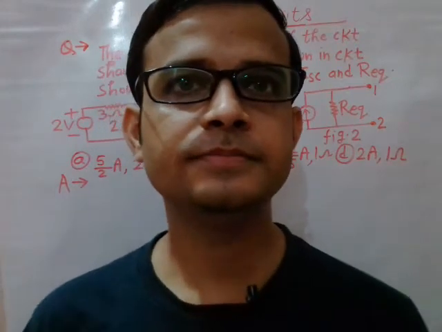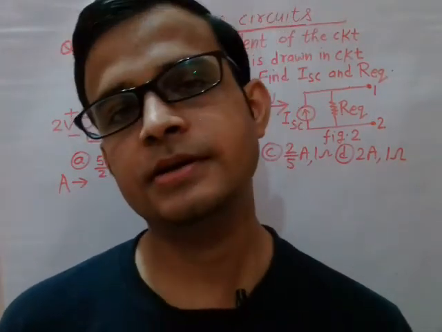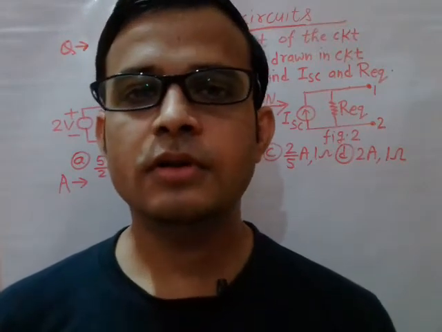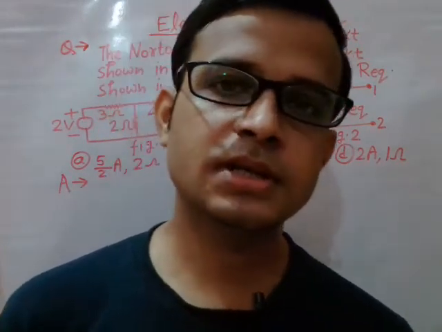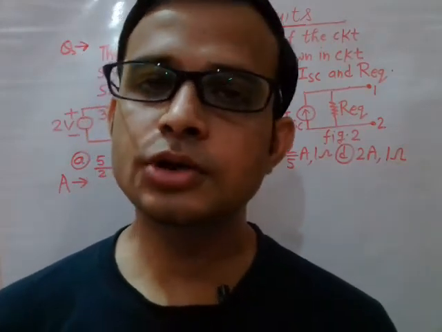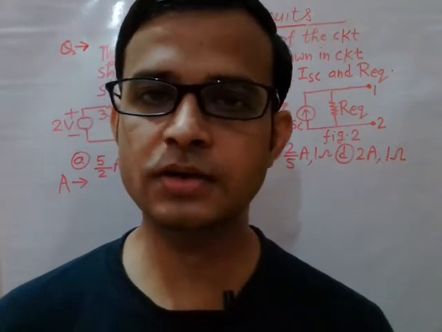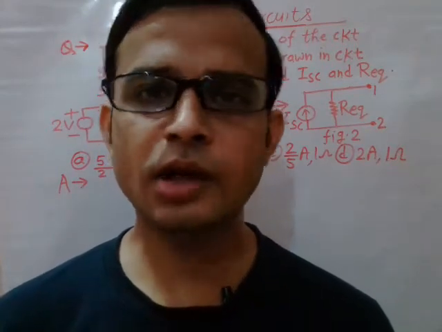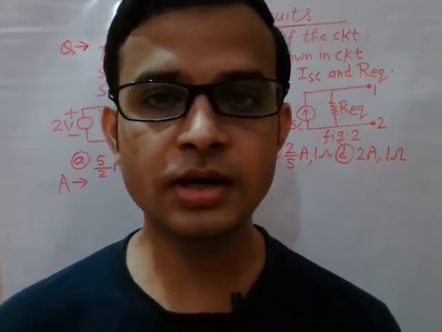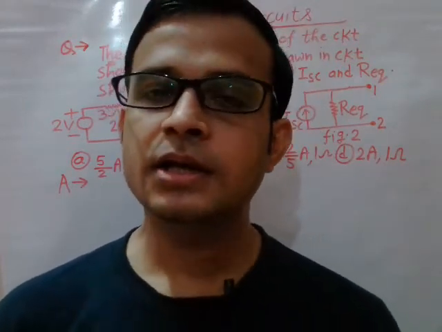I have explained that in order to solve these Thevenin's and Norton's questions, first of all, you should remove the load resistance which is connected across the desired terminal across which you want to find out the Thevenin's and Norton equivalent circuit, right?